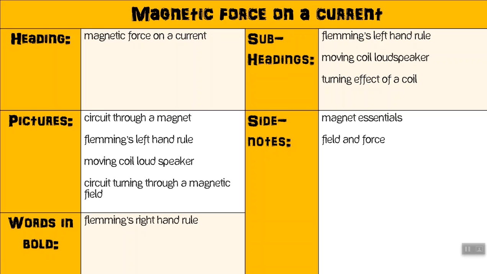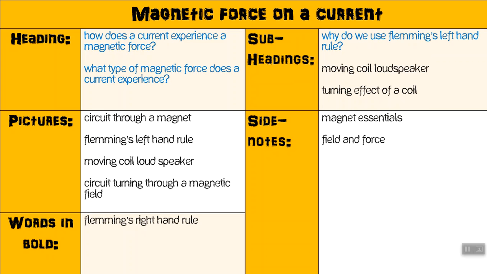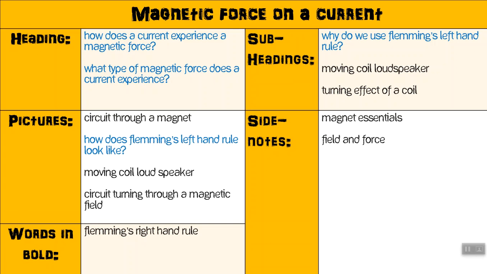If I think of magnetic force and a current, how does a current experience a magnetic force? Another question is, what type of magnetic force does a current experience? If I look at Fleming's left-hand rule, why do we use Fleming's left-hand rule? And if we've seen the picture and the words in bold as well, we can make other questions there. What does it look like? And what is Fleming's left-hand rule? So there are three different questions we can ask on that.